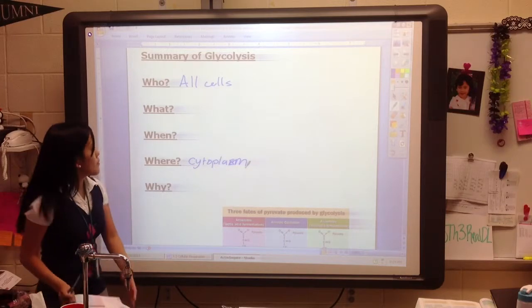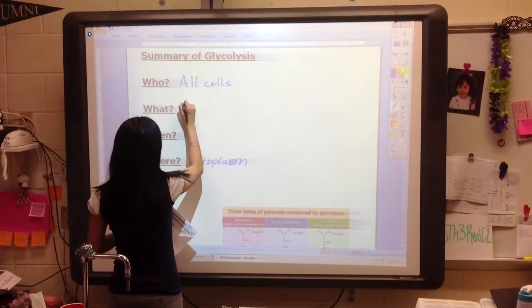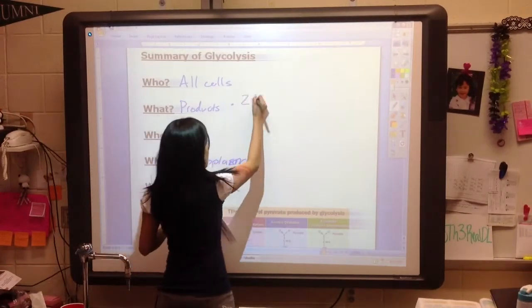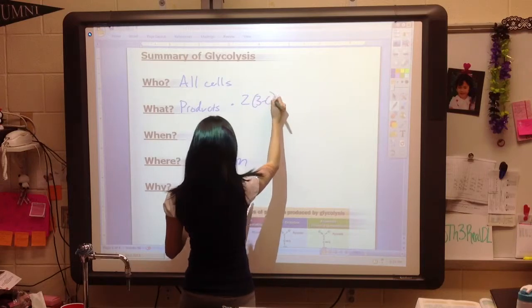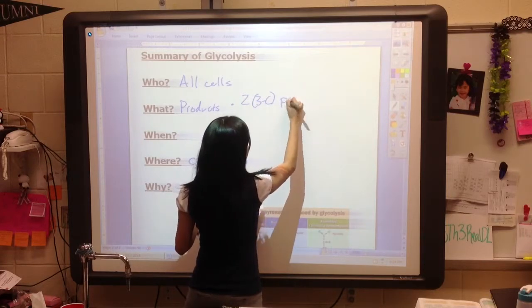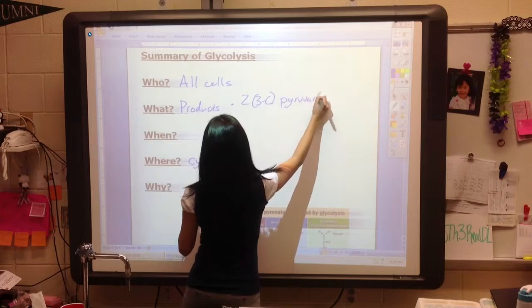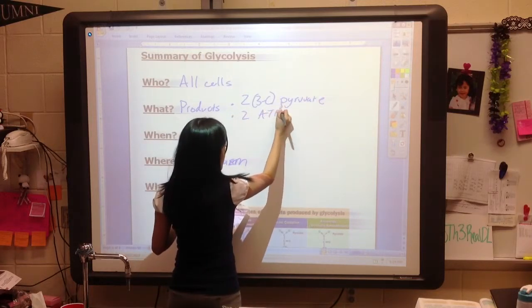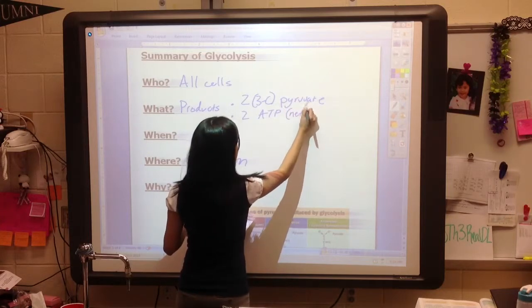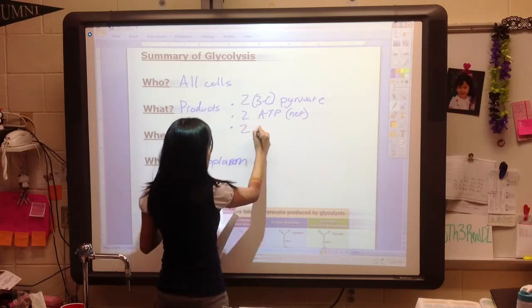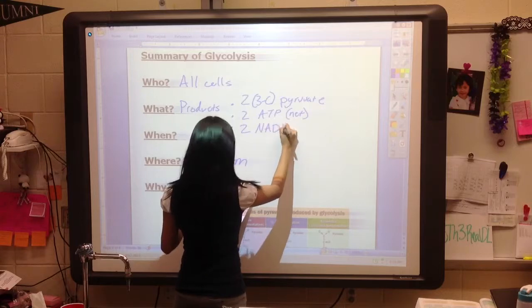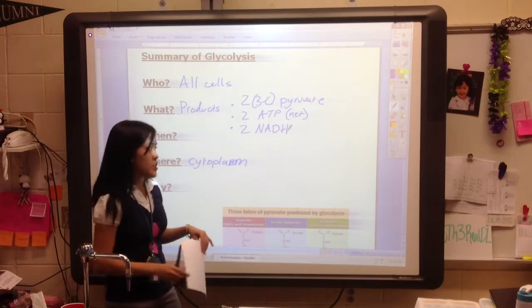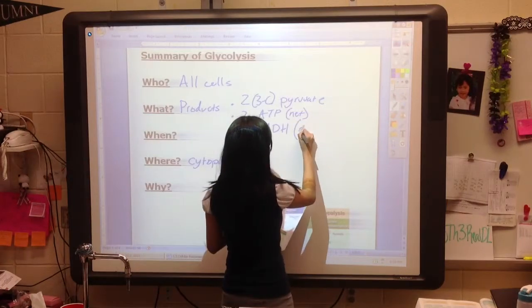Now, what did we end up making? We ended up producing 2 three-carbon molecules, or pyruvate. We made 2 ATP molecules, that was our net gain. And we also made 2 NADH molecules. One important thing to remember about NADH is that this is our electron carrier.